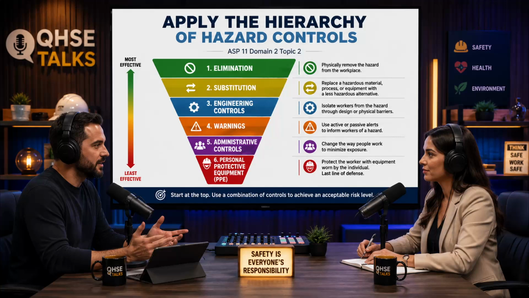If you spend all your capital trying to engineer away a risk that has a really low probability and low severity, like, I don't know, a paper cut in the administrative office. Right, while ignoring a high severity, high probability risk out on the production floor. Exactly. You are failing at your core objective. You must rank the risks to dictate where you deploy your resources first.